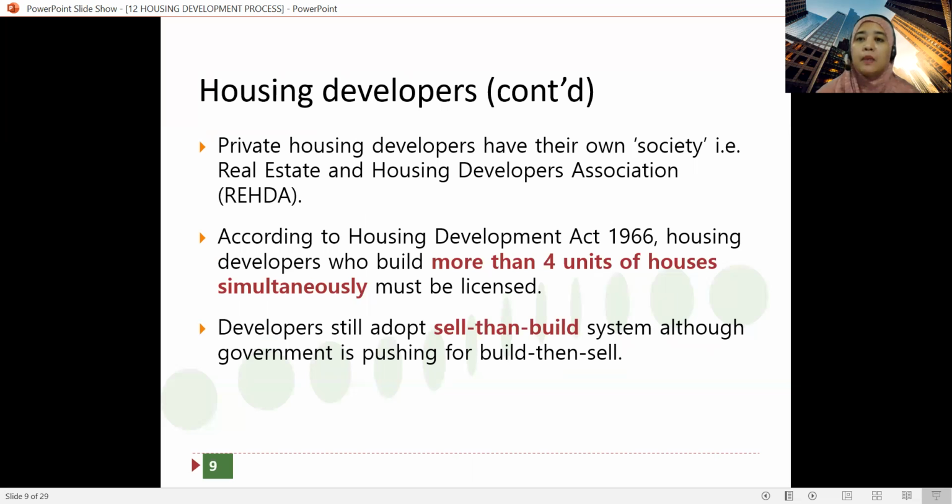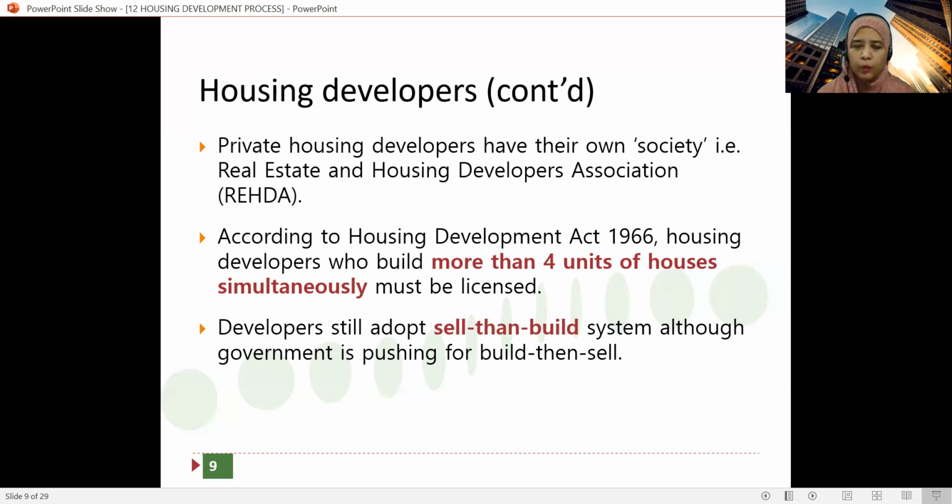Now, these private housing developers, they have their own society lah, kita kata persatuan, their own organisation, which is the Real Estate and Housing Developers Association, REHDA. Okay, I'm very sure you have come across REHDA, but you haven't come across HBA, House Buyers Association of Malaysia. House Buyers Association though is opposite REHDA. REHDA is an organisation or a society for the developers. HBA is a society or an organisation for the House Buyers of Malaysia, National House Buyers of Malaysia.